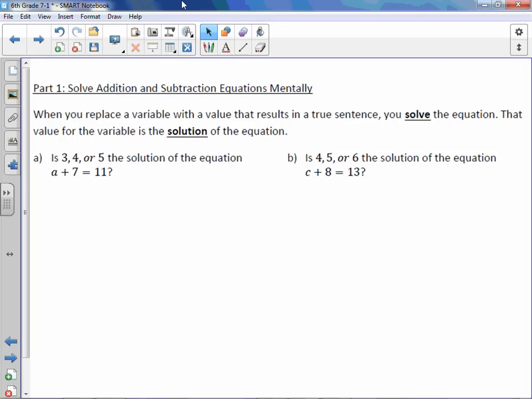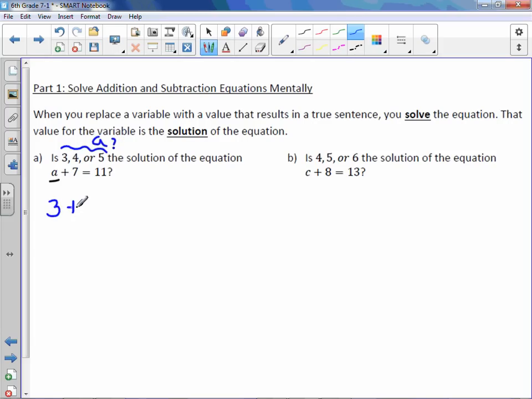Is 3, 4, or 5 the solution of the equation a plus 7 equals 11? Now remember, a is a variable. It's an unknown value. So what this is asking is, is 3, 4, or 5 that unknown value? Well, to figure it out, let's plug it in until we get our answer. So we're going to plug all of these values in for a.